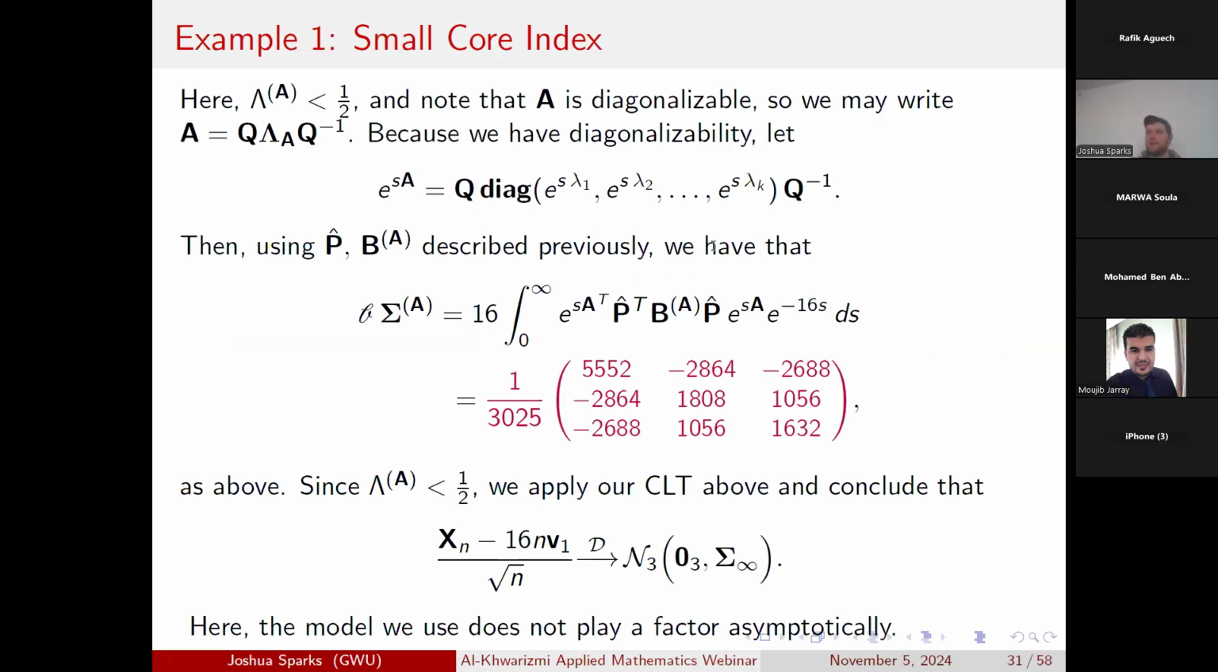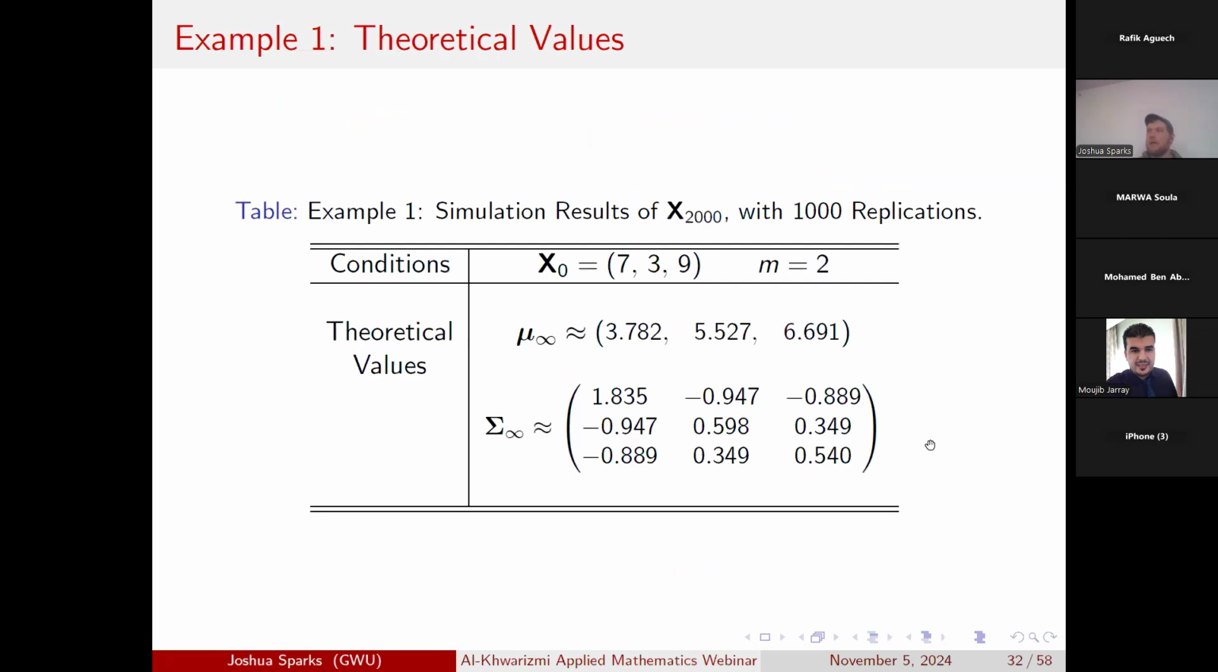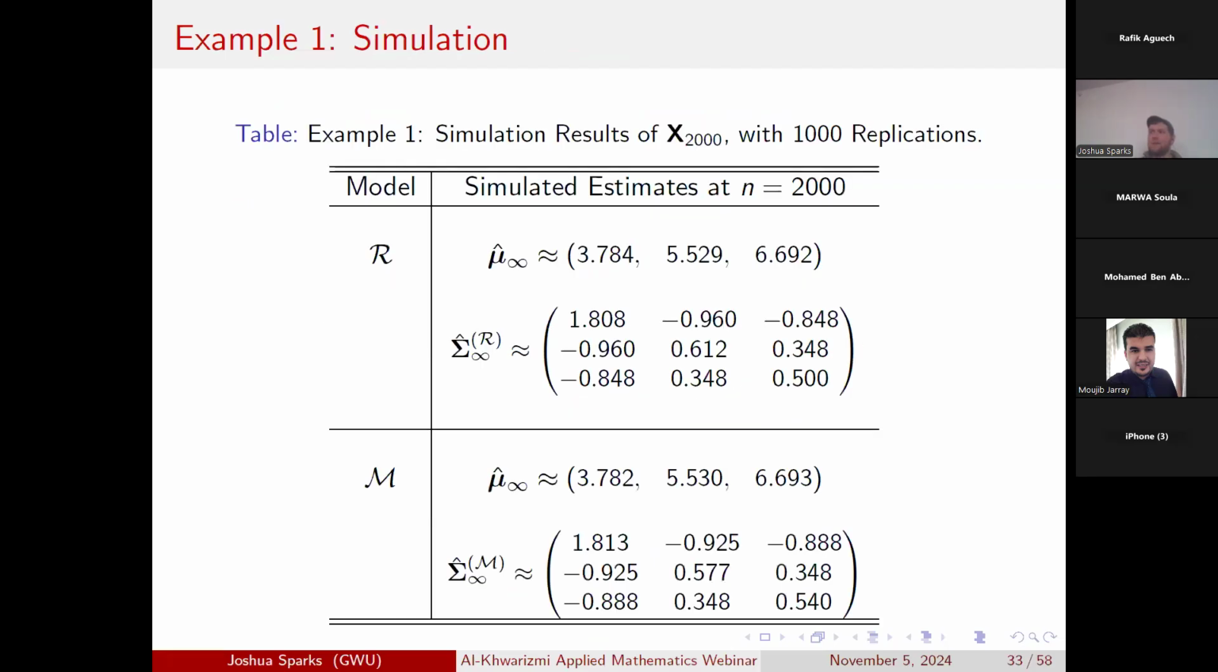We can also do all this sort of nasty work that you see here and get our deconstruction to see what we expect these values to end up being, and get a central limit theorem where the mean is equal to this and the covariance matrix is equal to this. And the theoretical values are provided here, rounded to three decimal places. With the simulation results, whether we're sampling from model R or from model M with replacement, we get values that pretty much align, not too far off, even at simple.